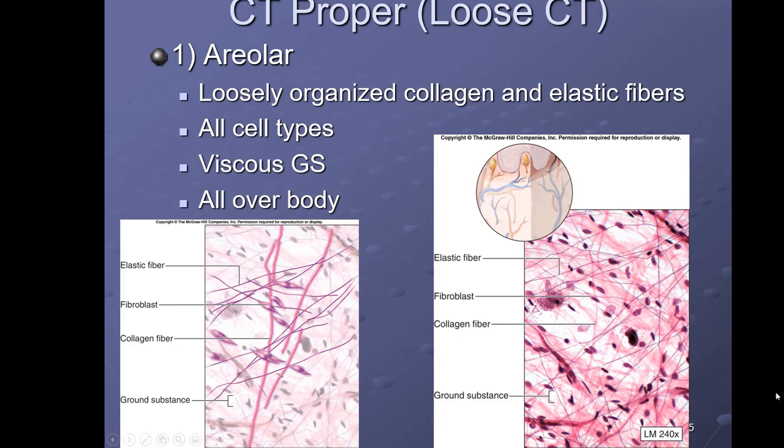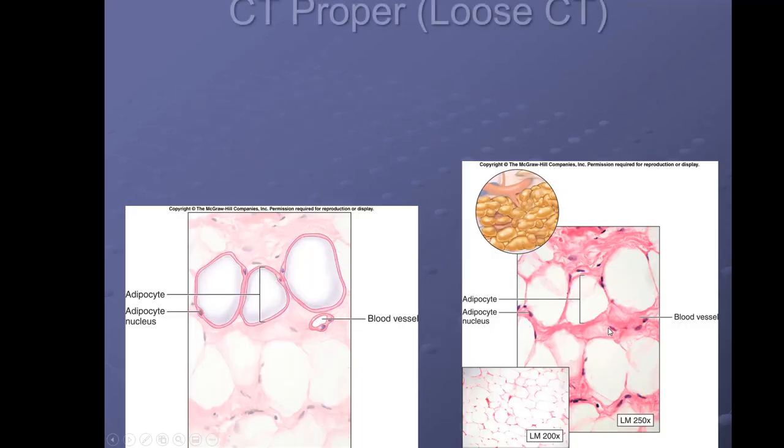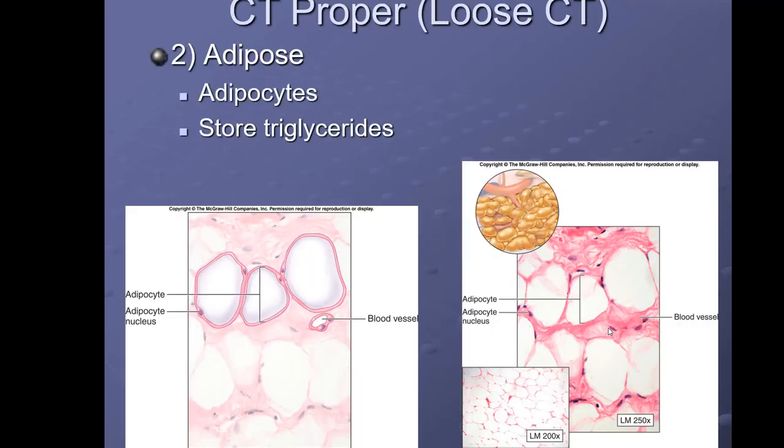And you can clearly see the different fibers, the cells. Most of these cells you're seeing here are fibroblasts. All right, next tissue type is adipose. So adipose is basically fat tissue. So the cells are called adipocytes. They store fat in the form of molecules called triglycerides. So triglycerides are our storage form of fat, and they're loaded into these adipocytes.